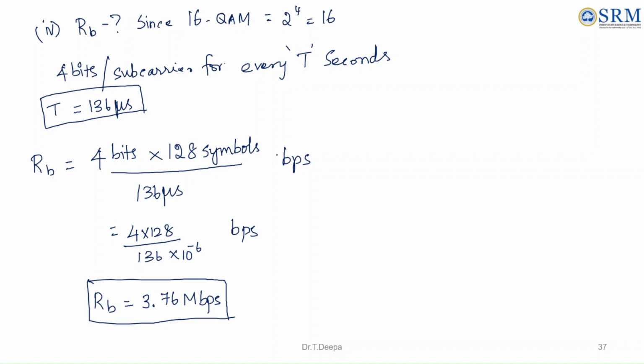So for the given OFDM system design problem, the subchannel bandwidth, the total transmission time for each OFDM symbol, the overhead of the cyclic prefix, and the data rate of the system are calculated.